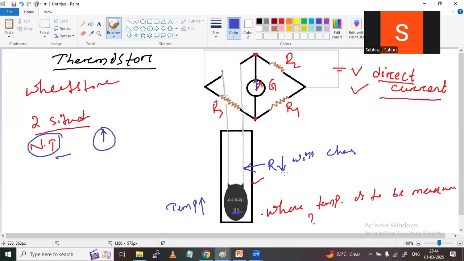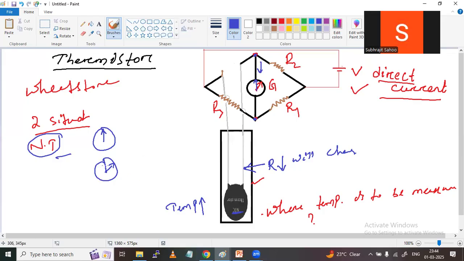Now the resistance decreases. If the resistance decreases, what will happen? The circuit becomes unbalanced again. A voltage difference will be created, the circuit becomes unbalanced, and current will start to flow. If current flows, the galvanometer will deflect immediately from the null position.